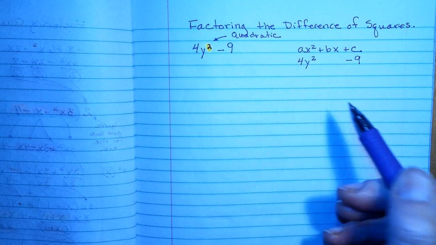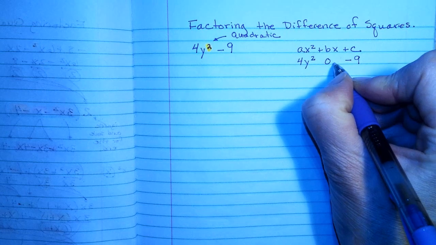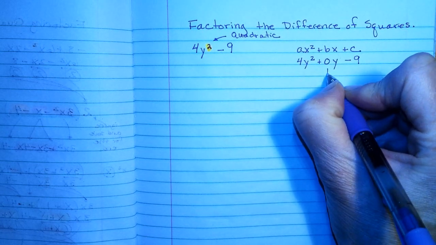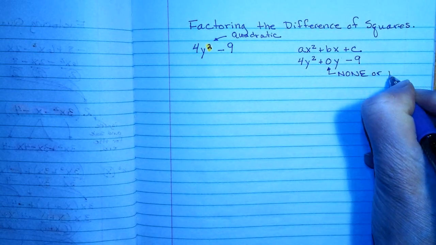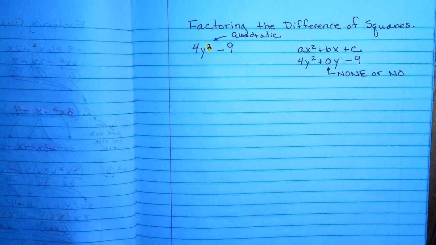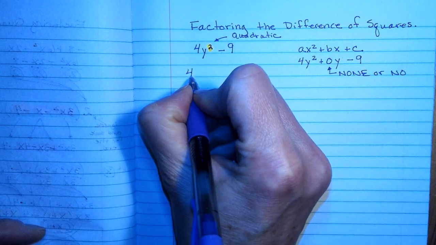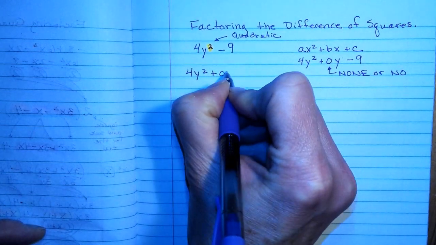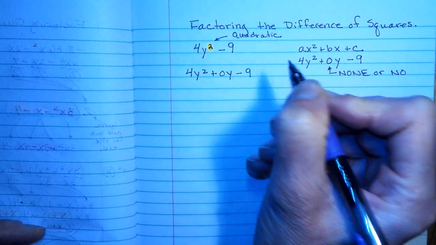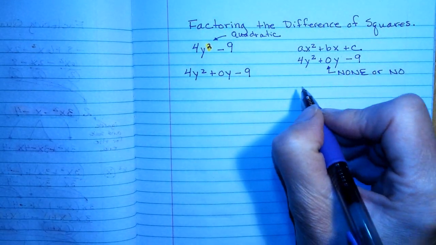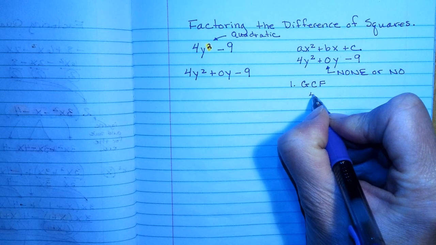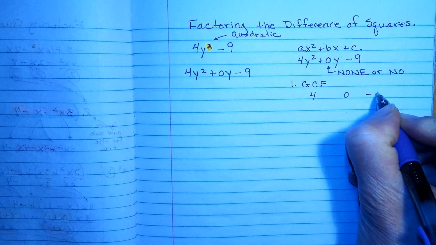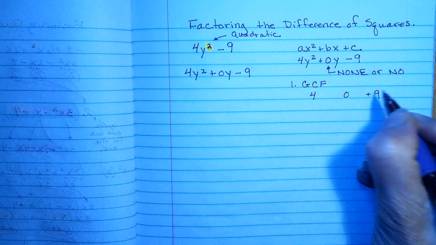So if I have no y term, 0 means none. Okay? So this means none or no. So I have no y, so I'm going to put 0y. So now that means I can rewrite this to be 4y squared plus 0y minus 9. So I'm going to look for my greatest common factor between 4, 0, and negative 9. Excuse me, let's just make that positive.